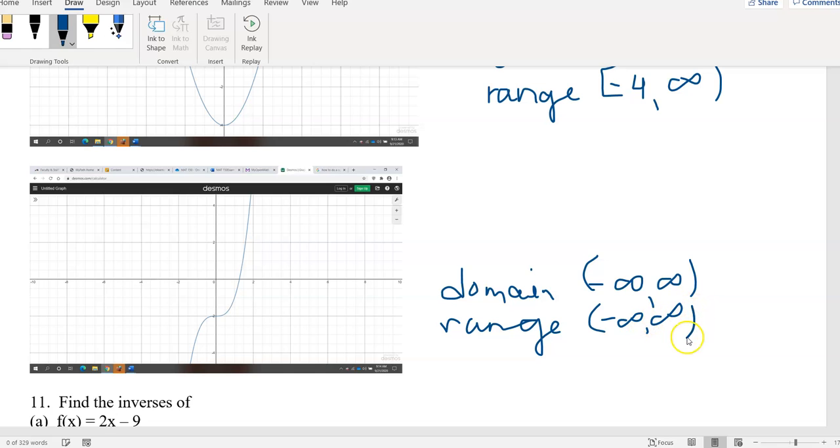All right, now I didn't determine whether it was a function, so let's notice if we do the vertical line test on it, no matter where we draw a vertical line, this thing only goes through once. So it is a function. And by the same idea, if we do our horizontal line test, every horizontal line we try to draw only goes through it one time. So it's one-to-one.